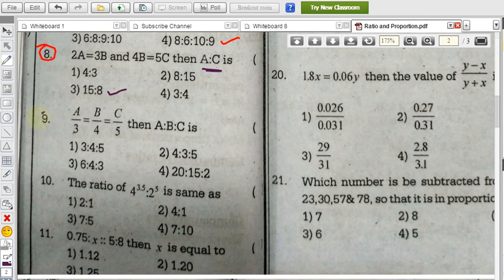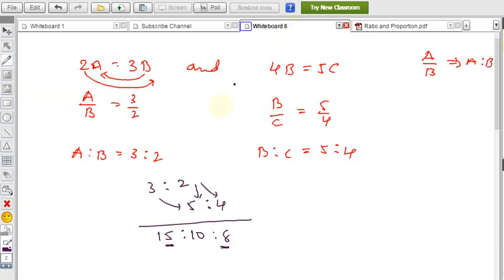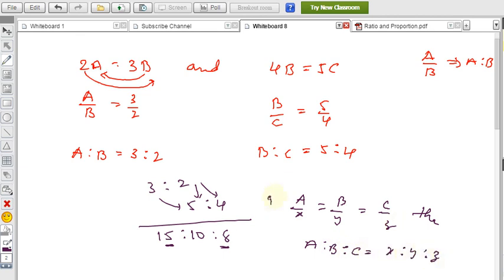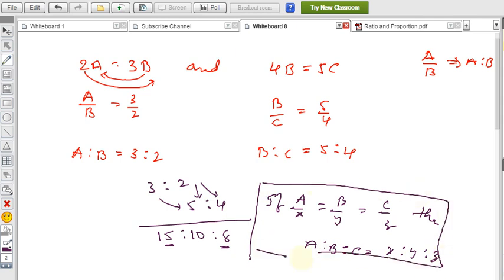Ninth one is directly a formula also. For example, A by 3 is equal to B by 4 is equal to C by 5. Then A is to B is to C is equal to 3 is to 4 is to 5 only will come. Whatever the denominators are, only those will come. Because for any values, A by X is equal to B by Y is equal to C by Z, then A is to B is to C is equal to X is to Y is to Z. You can remember this like a formula: the denominators themselves form the ratio.